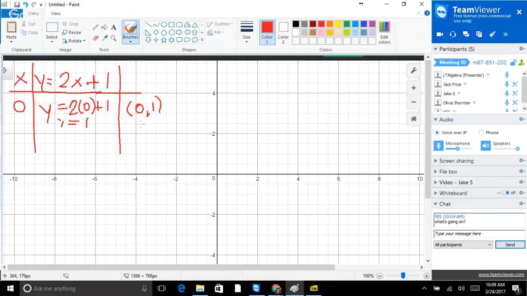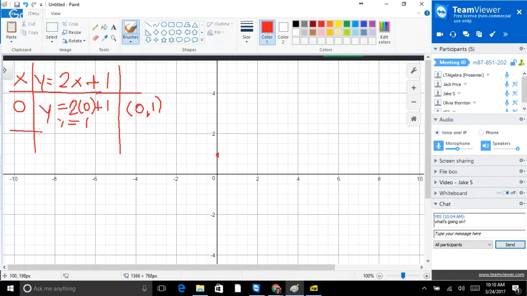This 0, 1 is one possible solution to my equation. We call this a coordinate point, because it corresponds to coordinates on the graph, and you need to be able to graph those, right? And so we would graph it something like this. X equals 0, y equals 1. So on my graph, x equals 0, which means it's not going anywhere, and y equals 1. So if I want to graph that point, it would be right here.